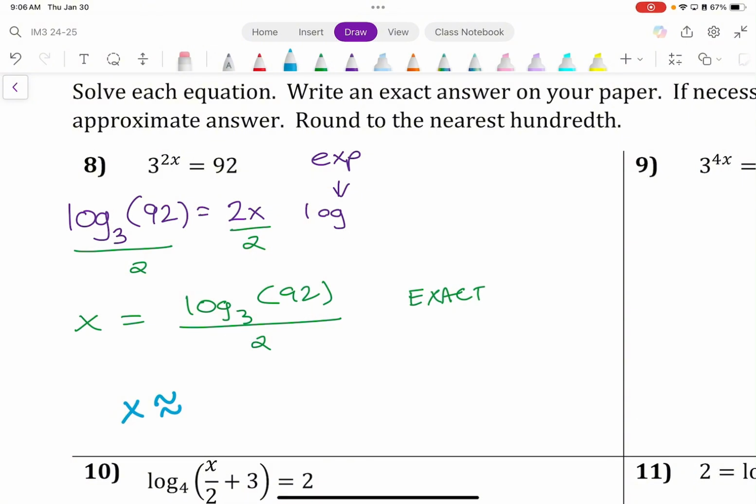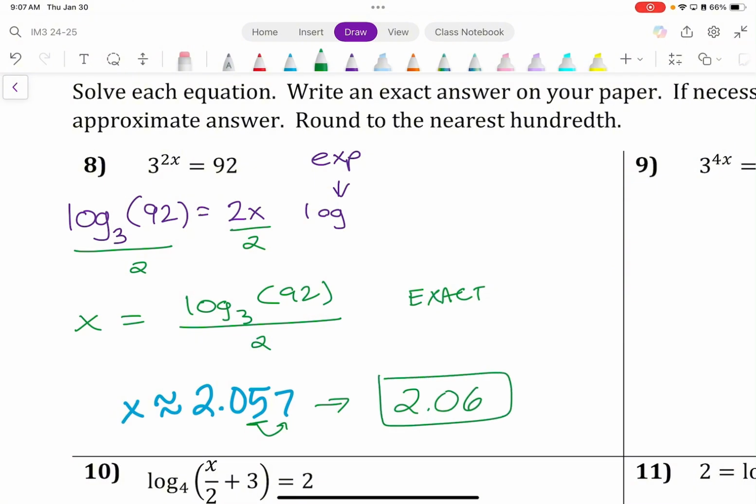Watch. Start with left parentheses. Left parentheses, math, log base 3 of 92, and parentheses divide by 2. Okay, so let's round this number. 2.057. We're looking at the 7. That's going to become 2.06. Approximate answer is 2.06.